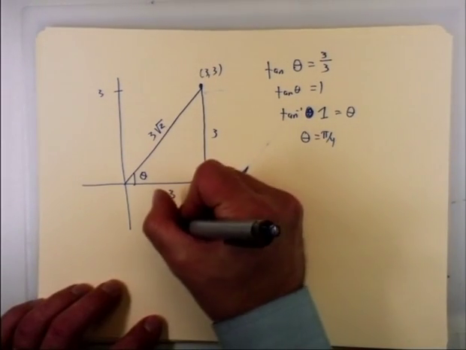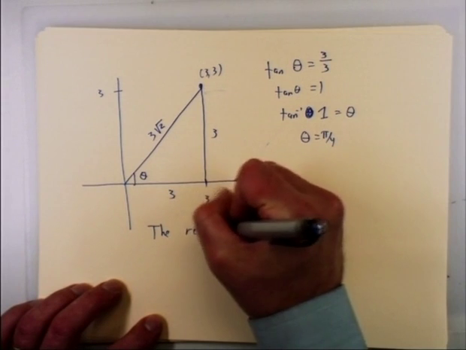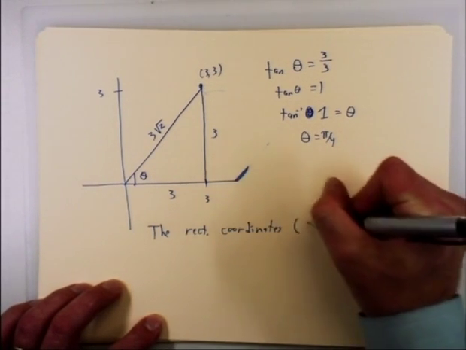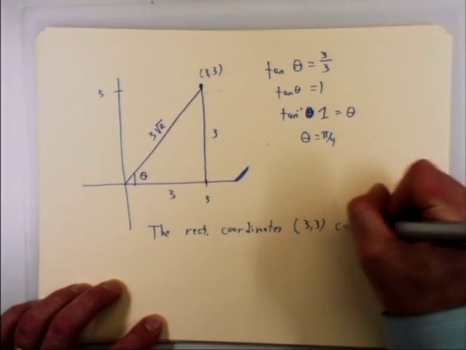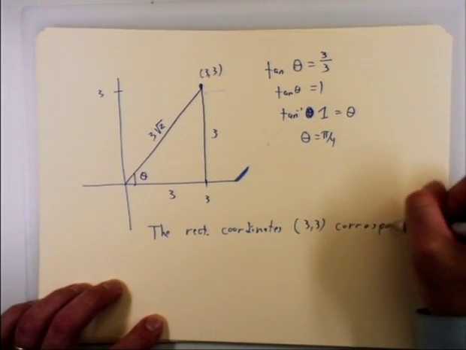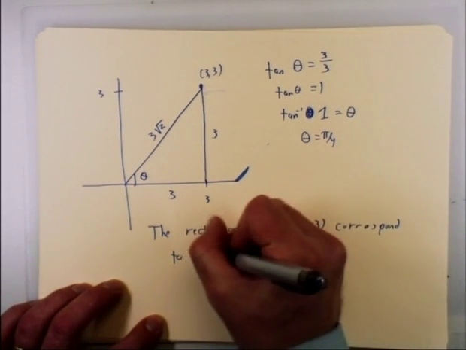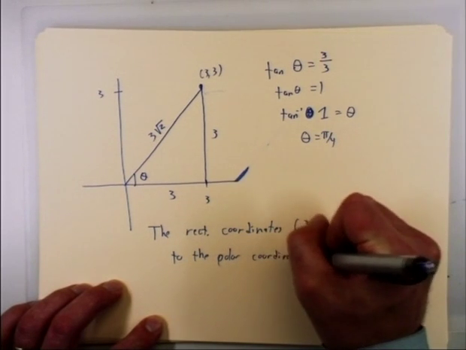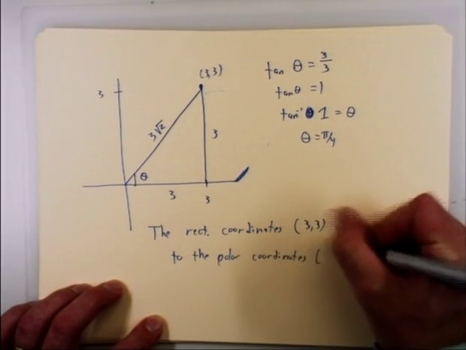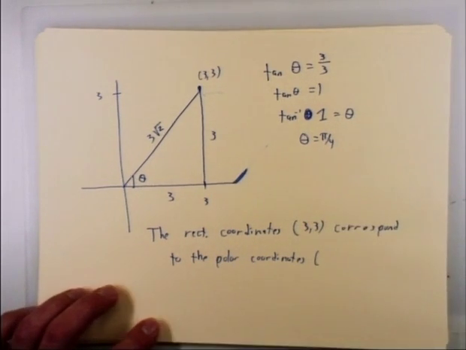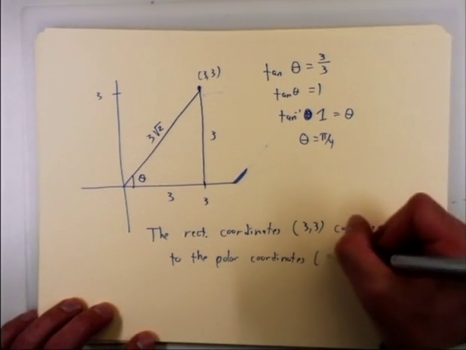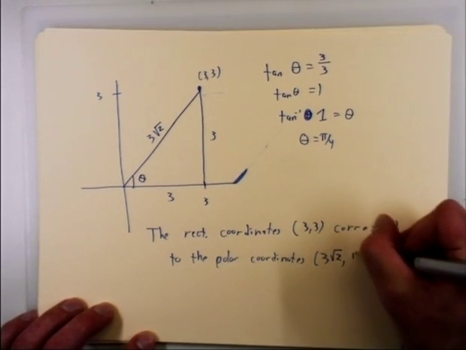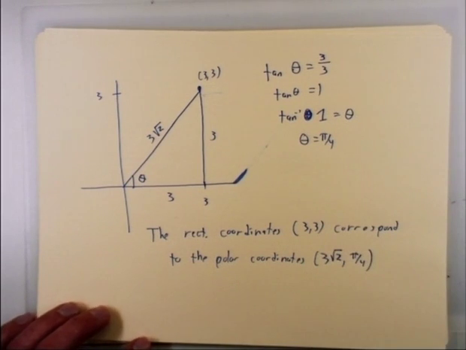So what do we say? We say the rectangular coordinates, and remember rectangular coordinates are the ones we've been using all of our lives, the rectangular coordinates (3, 3) correspond to the polar coordinates, and we always, when we list polar coordinates, list first the distance and then the angle: 3 root 2 and pi over 4.